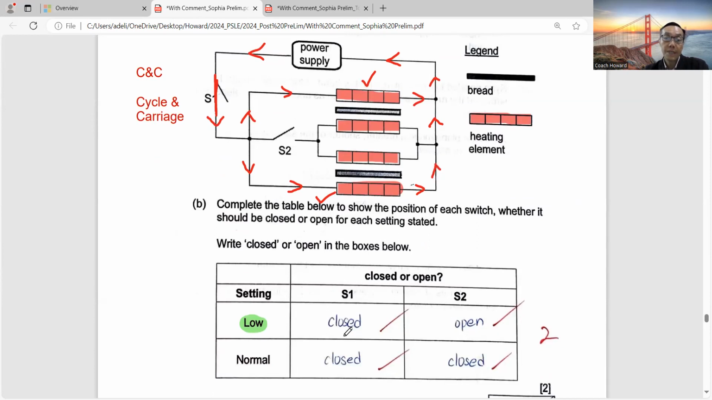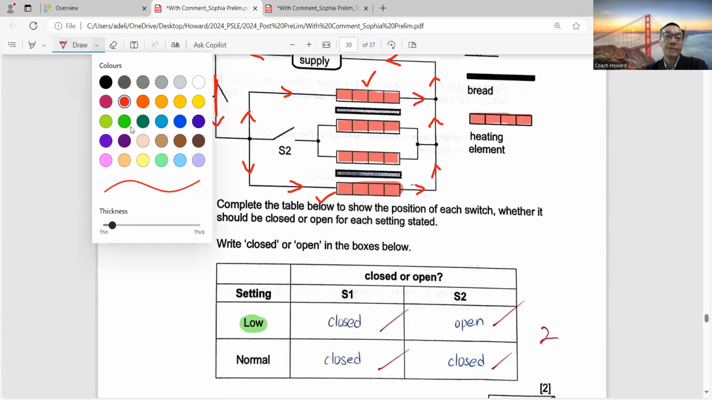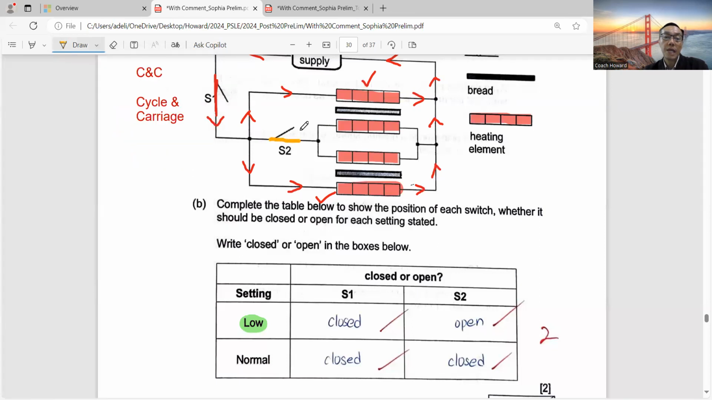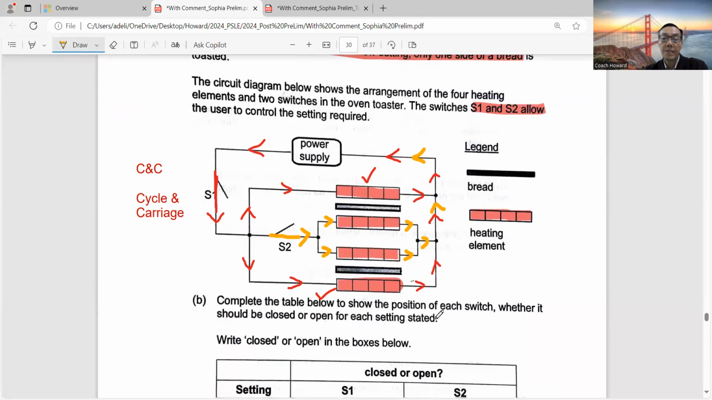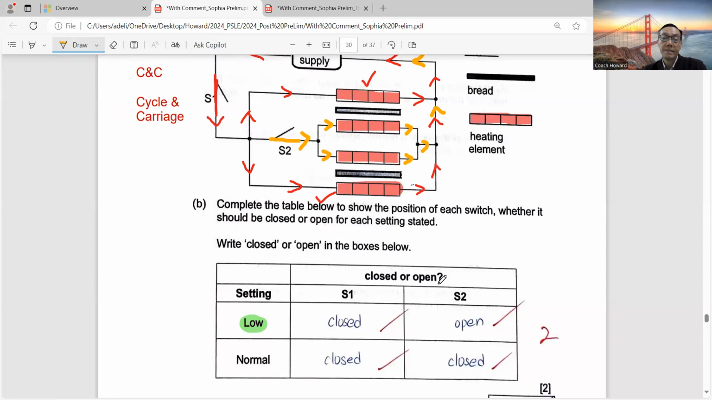Then the normal setting, I want both sides to be toasted. So this is what happens. I use another color, maybe yellow. S2 I close. So if S2 is closed, you see this part, the current continues this way, will go through here, and also will go through here. Then it joins back the circuit. So that means she got the answer correct. Close, close.